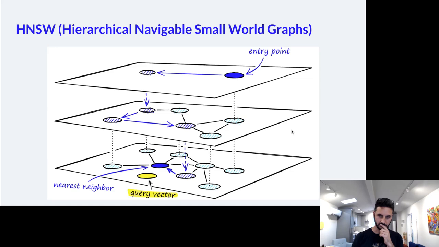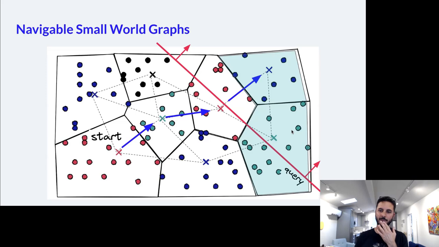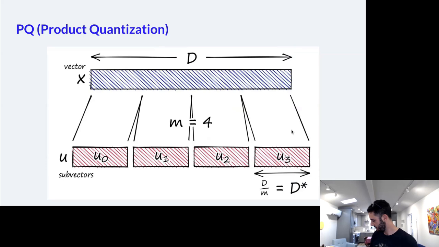Oh, that's a slide that's missing. I don't know what happened, it just moved around. Okay, we can skip that now.